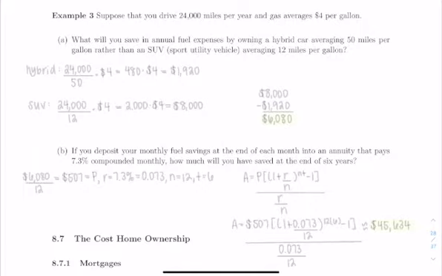So let's go ahead and look at the hybrid first. So using our formula, we drive 24,000 miles per year divided by the miles per gallon, and on the hybrid it was 50 miles per gallon. And we're going to multiply that with the average gas price, which is $4 per gallon. So 24,000 divided by 50 is 480 times 4, which gives me $1,920.